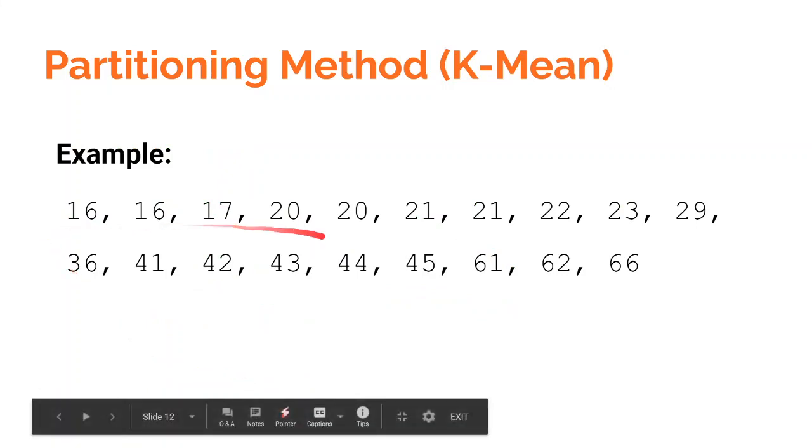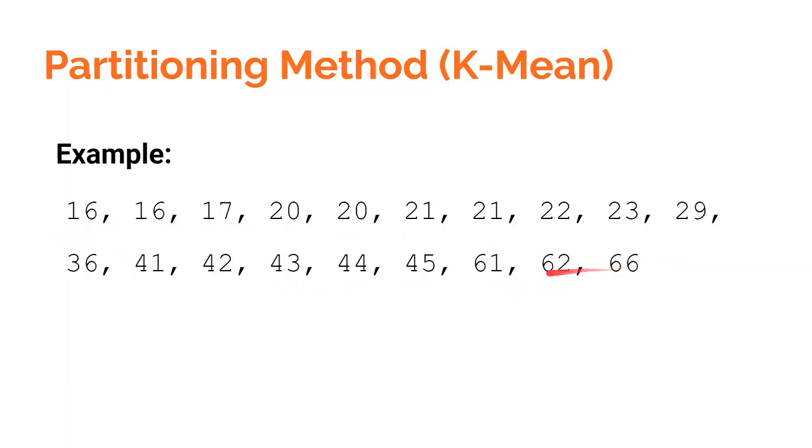So this is the example. These are all the data, and now we will arrange this data by implementing the k-means algorithm of the partitioning method. So this is 1, 2, 3, 4, 5, 6, 7, 8, 9, 10, 11, 12, 13, 14, 15, 16, 17, 18, total 19 values are there. These are the different data sets.